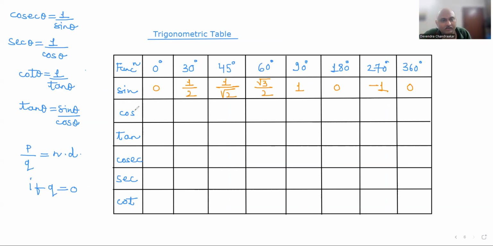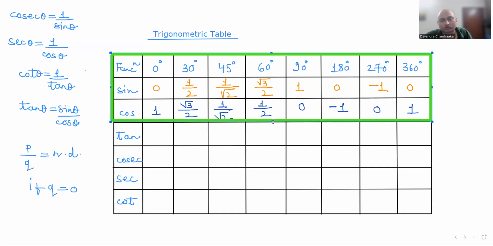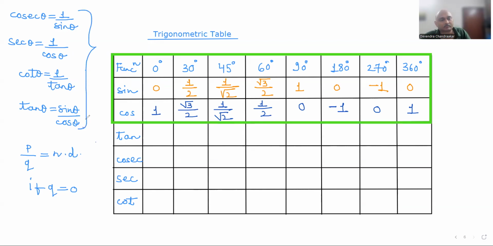Now comes cos 0. Cos 0 is 1. Cos 30 is root 3 by 2. Cos 45 is 1 by root 2. Cos 60 is 1 by 2. Cos 90 is 0. Cos 180 is -1. Cos 270 is 0. Cos 360 is 1 again. Once you are aware of these rows, it's very easy to write the rest of them following this data.